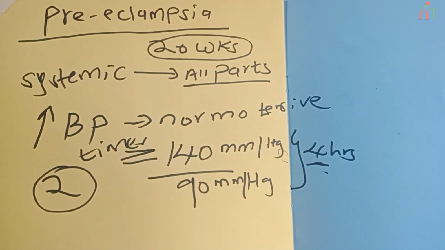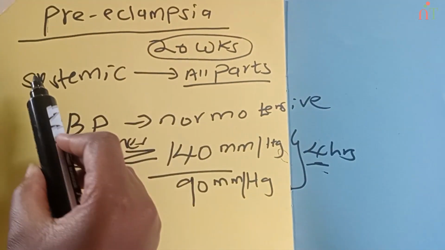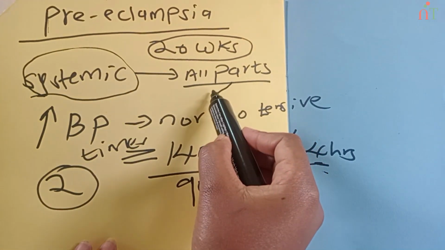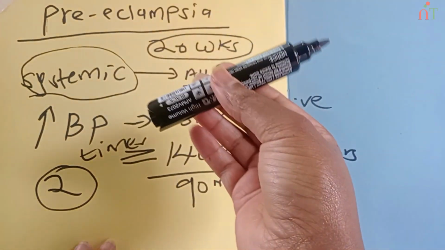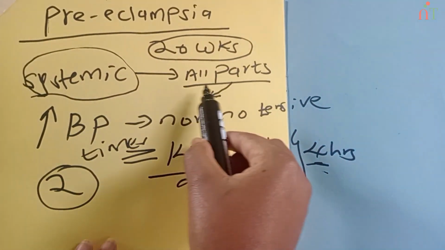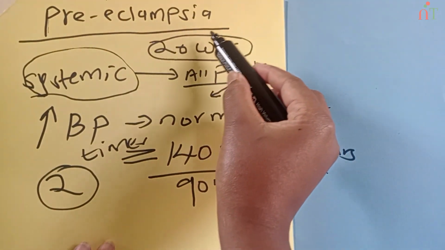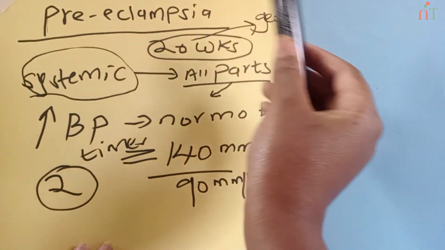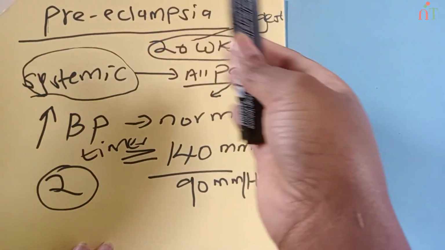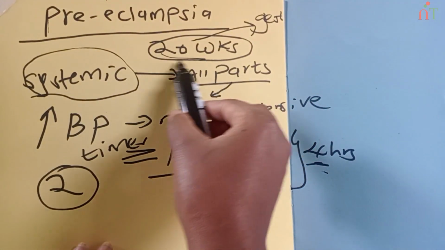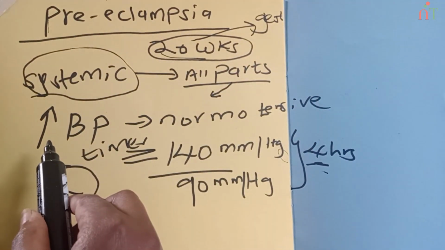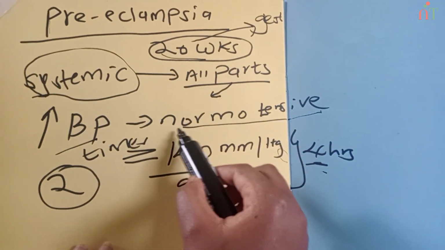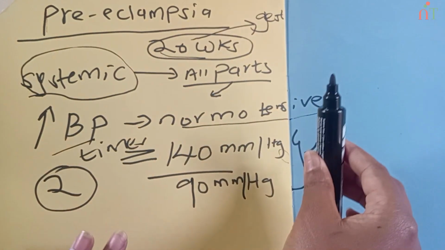So let us define what preeclampsia is. I'll define preeclampsia as a systemic condition. It is systemic because it affects all parts of the body, not just one part of the body. It normally occurs from week 20 of gestation, so a mom is maybe 20 or 21 weeks, and it is characterized by increased or high blood pressure in a normotensive patient. That is a person who had never been diagnosed with high blood pressure before.